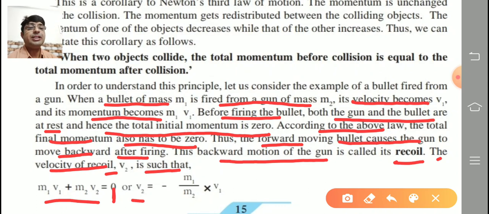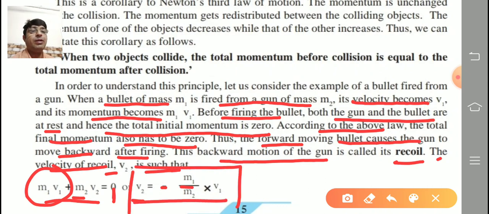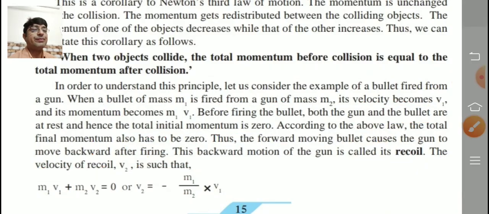So v2 is equal to what? Taking this term to that side, it becomes minus m1 v1, and shifting m2, which is multiplied, to that side, we get v2 equal to minus m1 upon m2 multiplied by v1. In this way we find the final velocity v2.